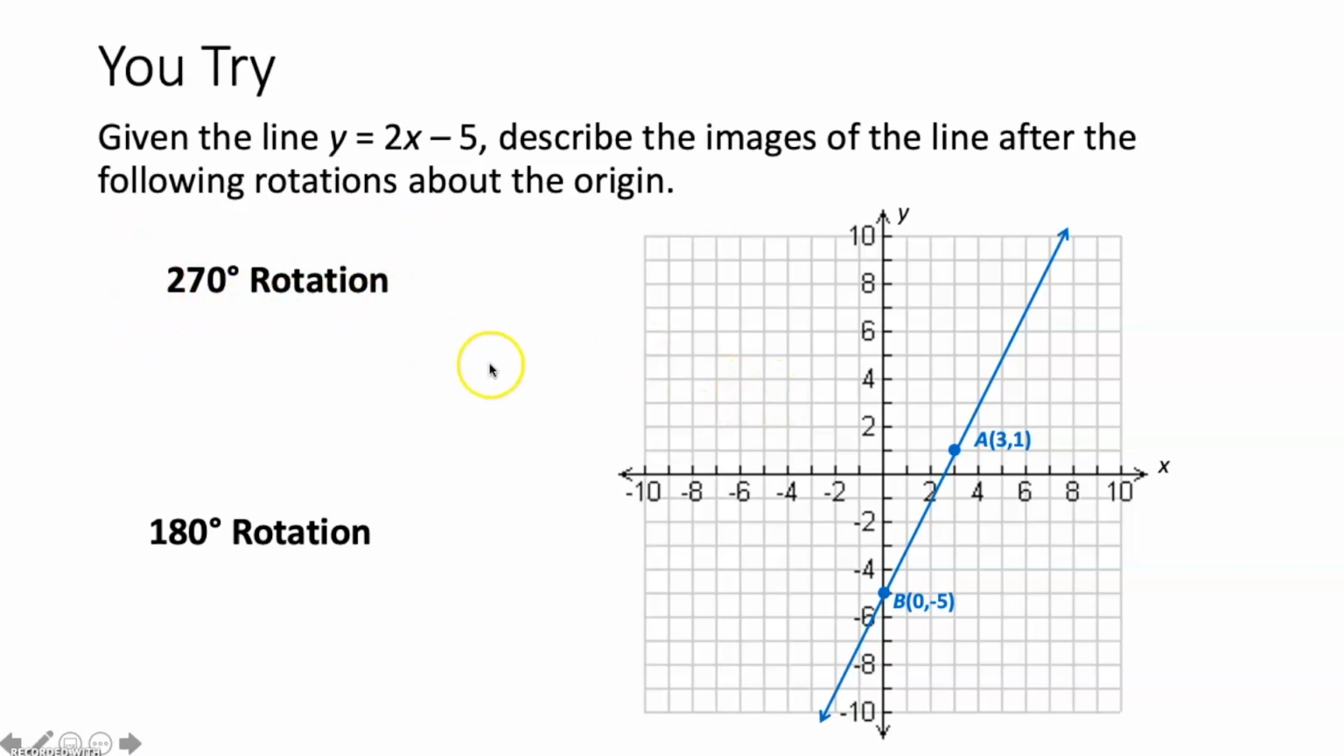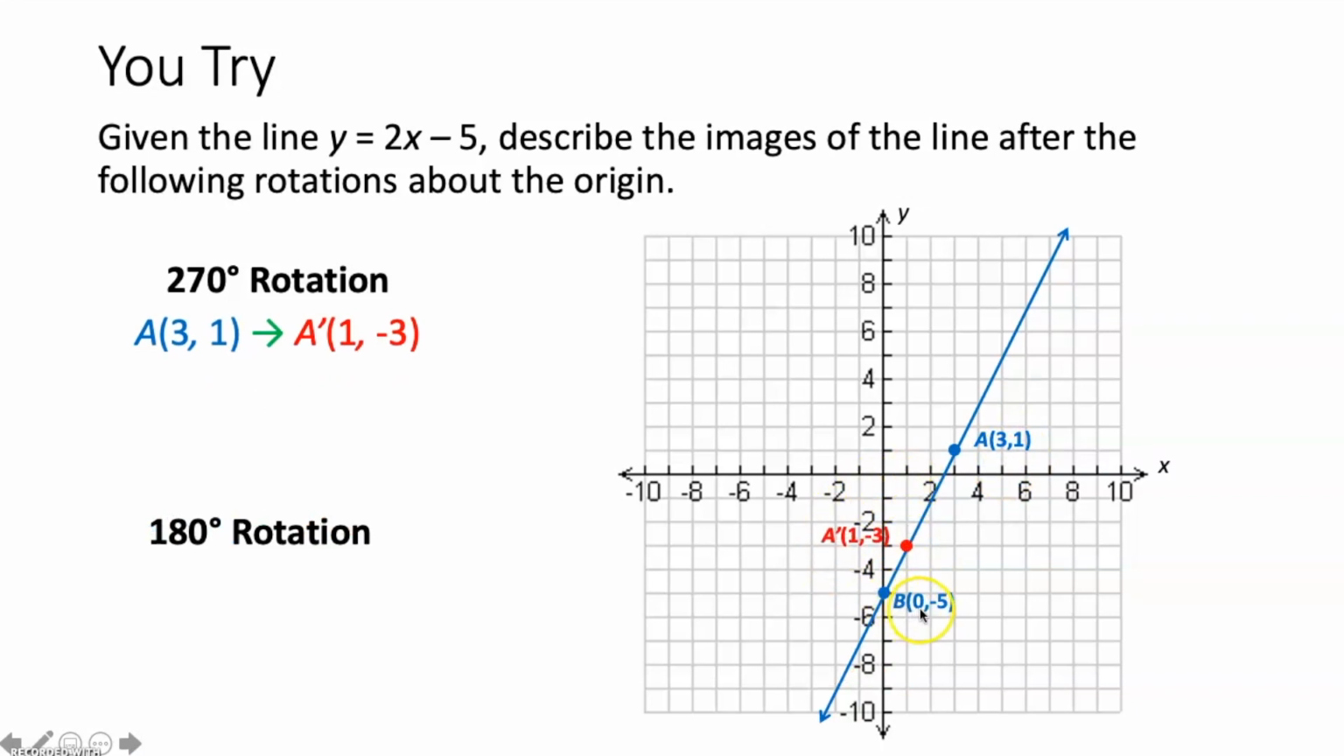The cheat code for that would be y comma negative x. So I'm going to switch the x and the y coordinates here, and I'm going to make whatever the x coordinate was the opposite. So instead of being at 3 comma 1, A prime is going to be at 1 comma negative 3. So I go over 1 on the x-axis, down negative 3 on the y-axis, there's A prime.